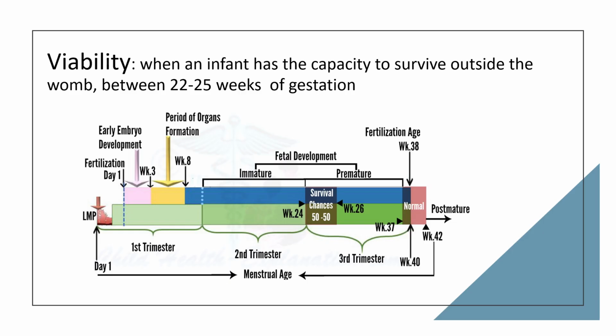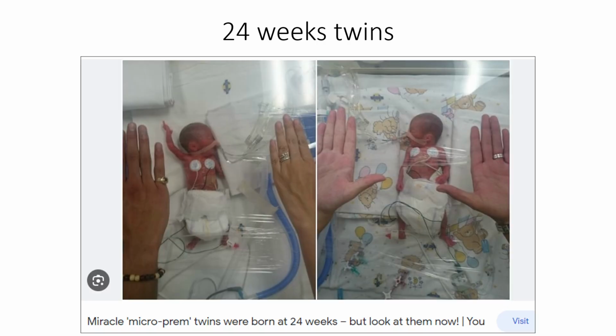And I like this graph because it breaks down the fertilization, the development, the period of organ formation, as well as the fetal development, and then obviously your week's gestation, as well as your trimester. It's an overview of a little bit of everything that we've talked about previously. It's a really great slide.